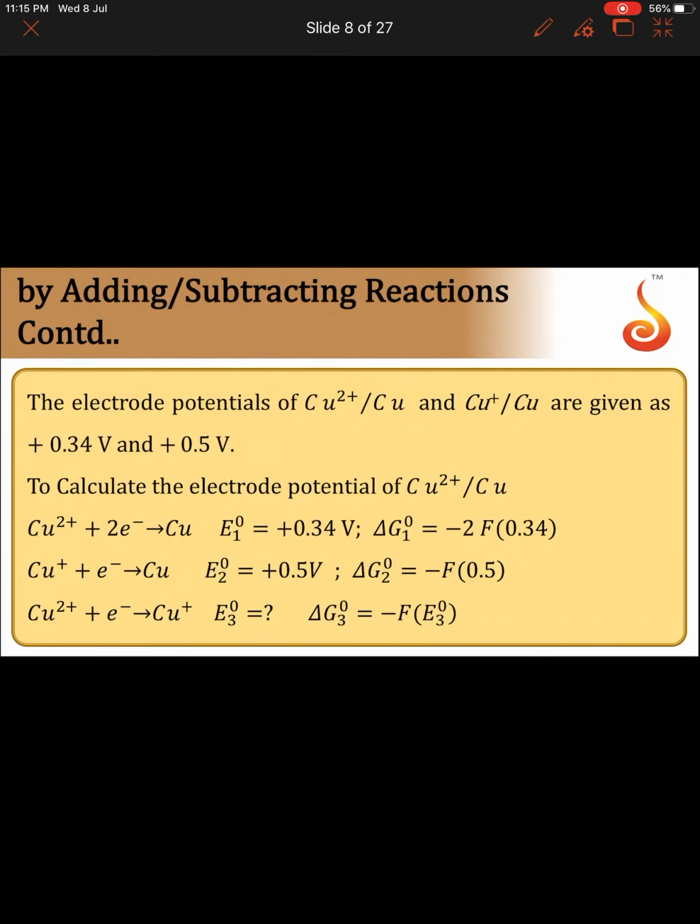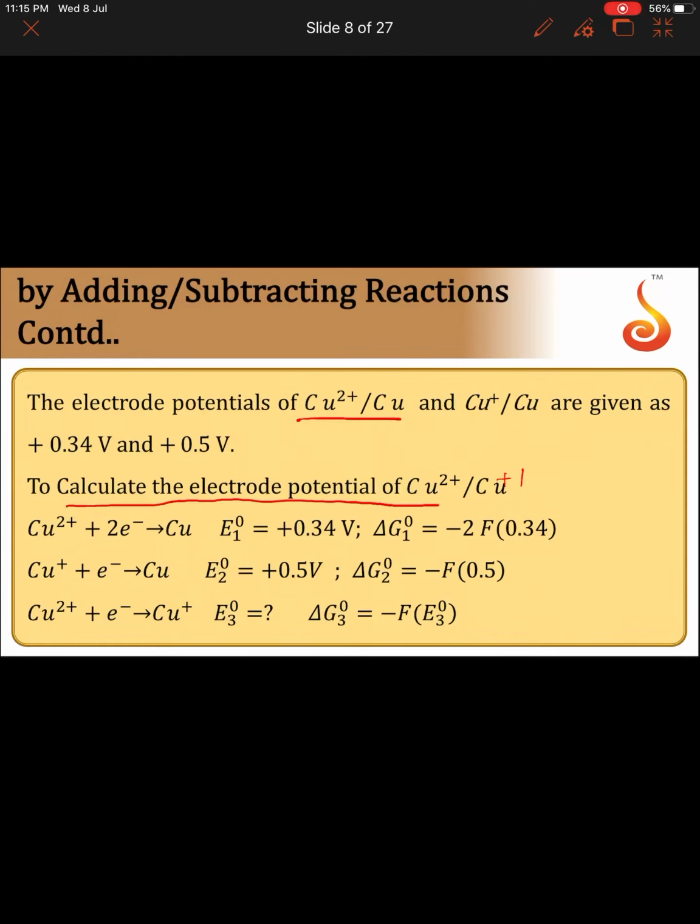The electrode potentials of Cu²⁺ to Cu and Cu⁺ to Cu are given as 0.34 and 0.5 volts. Calculate the electrode potential of Cu²⁺ to Cu⁺. So I will show you how to calculate the electrode potential of Cu²⁺ to Cu⁺.